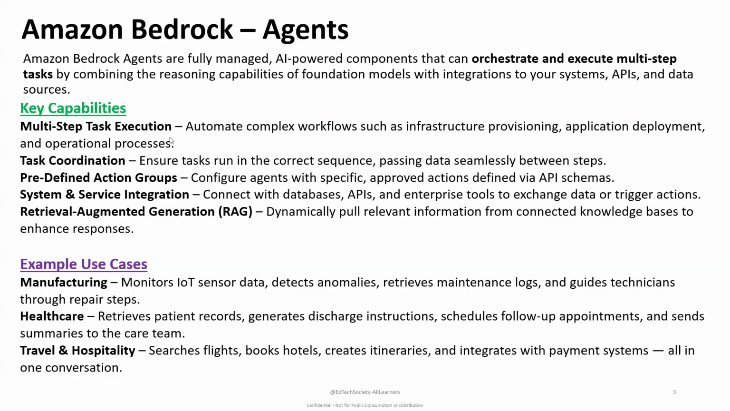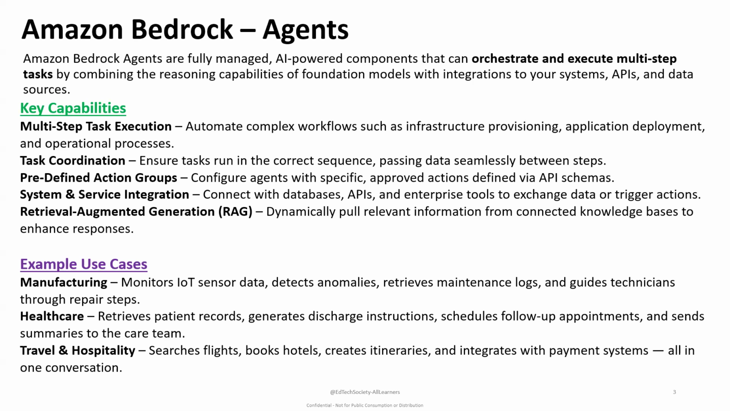multi-step task execution. So what they will do, they can run complex workflows end to end, like provisioning infrastructure or deploying applications. Agents can do task coordination also. They make sure that each step runs in the right order, passing data smoothly between steps. Predefined action group. Suppose here you can give them a set of approved actions via API schemas. So they only do what you allow.